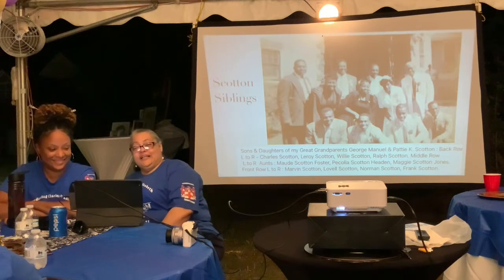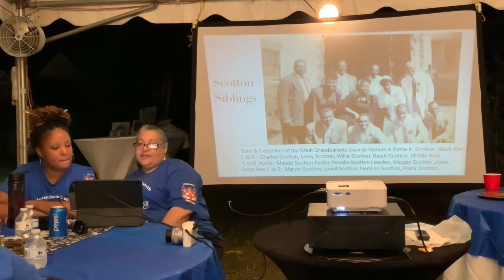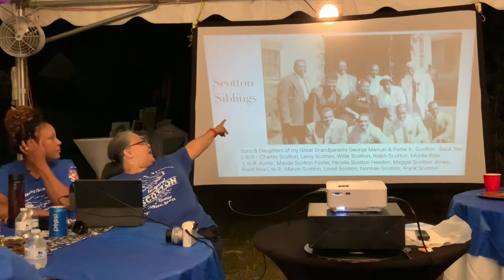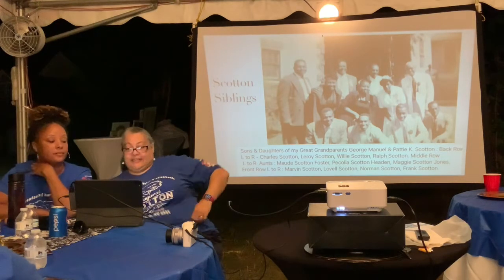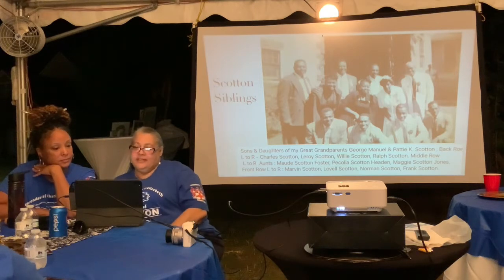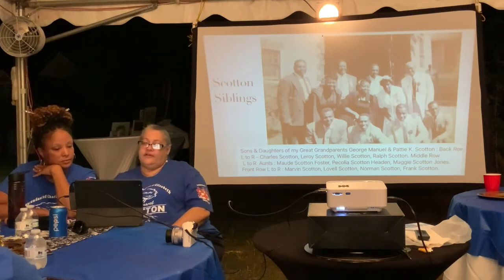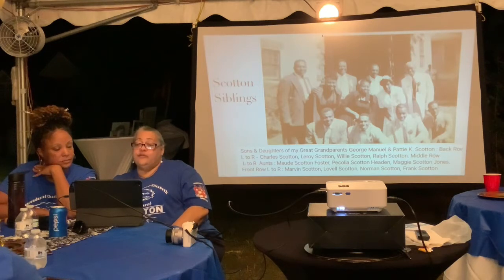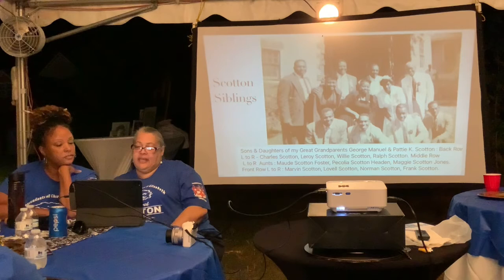This is a picture of the Scotton siblings. So if you start on the back row, that is Charles Mandel Scotton. Beside him is Leroy. Then there's Willie, and then there's Uncle Ralph on the end. The middle row are the girls, and it is Aunt Maud Scotton Foster, Picola Scotton Hedden, and Maggie Scotton Jones. And then the bottom row is Marvin Scotton, Lavelle Scotton, Norman Scotton, and Frank Scotton.